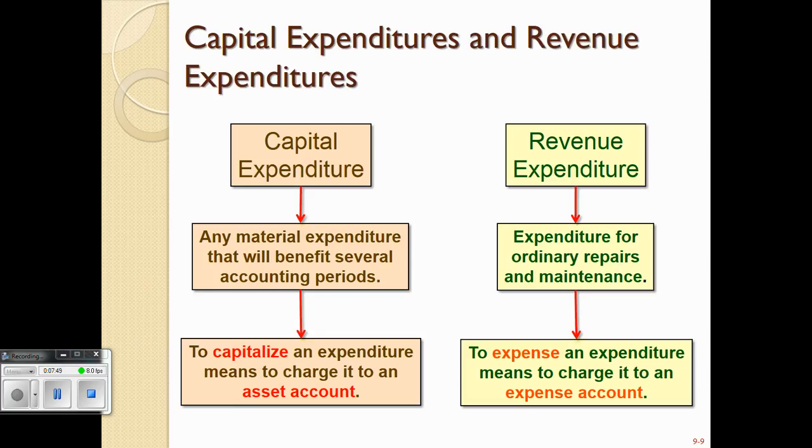One key note here is it's got to be material. Notice under capital expenditure it says any material expenditure. So the question also comes up, is it material? What's material for one company may not be material for another company.